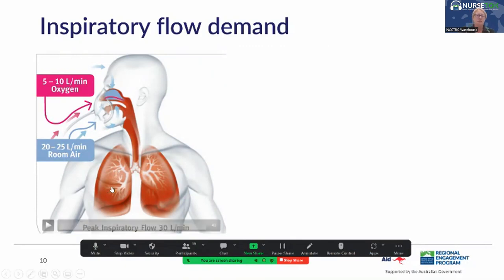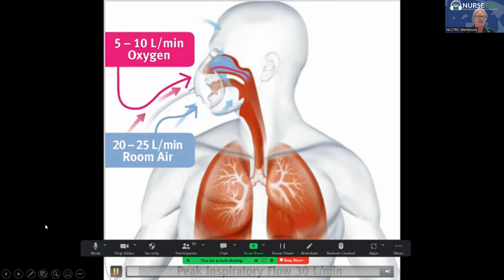So this patient is breathing quite hard, and their flow demand is 30 litres a minute. So we need to match that flow demand. All right. So they're getting 10 litres from the oxygen mask, they need to get another 20 litres from the room air. All right. So let's see what happens with this patient. Let's see how much oxygen they end up getting.